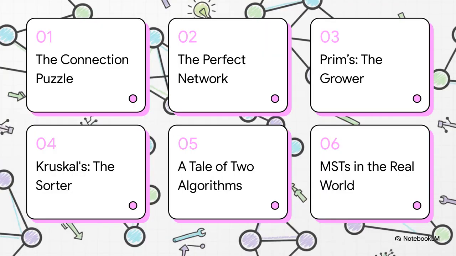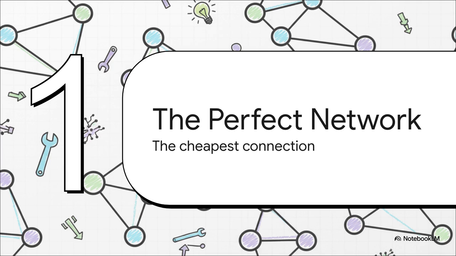All right, let's get into it. Here's how we're going to tackle this. We'll start with the puzzle itself, define what a perfect network even looks like, then check out two genius algorithms for finding it, Prim's and Kruskal's. We'll see how they stack up against each other, and finally, where you can find these things out in the real world.